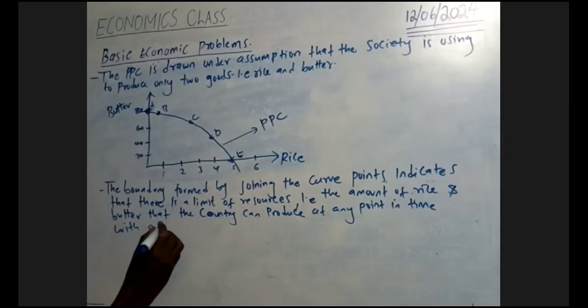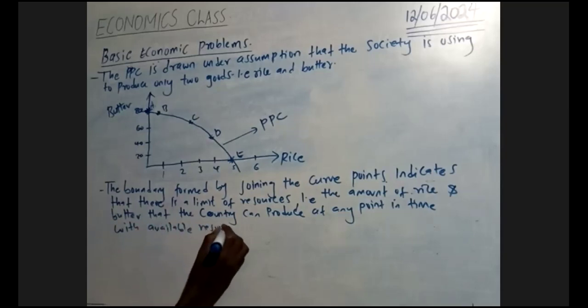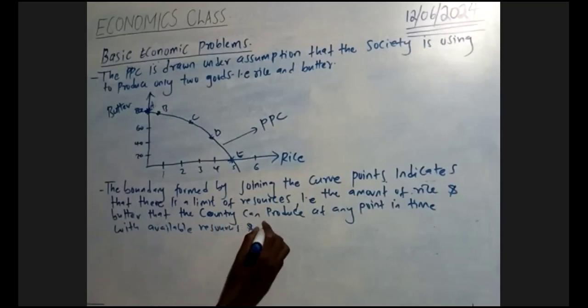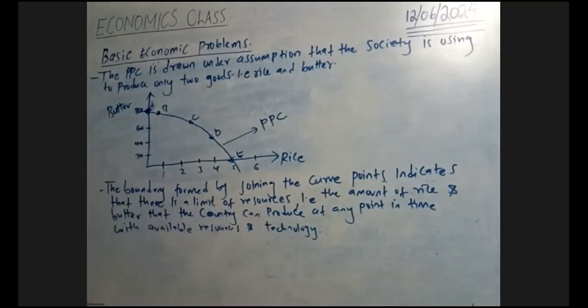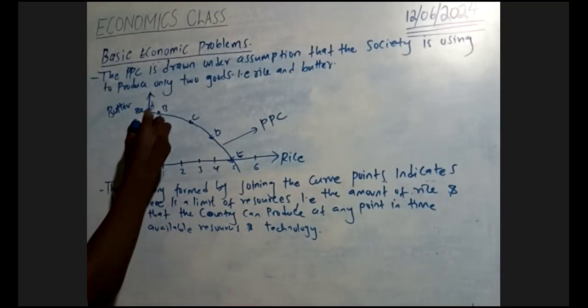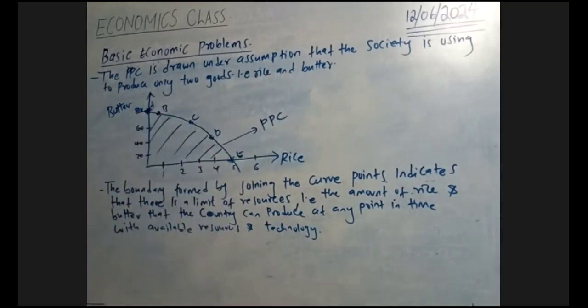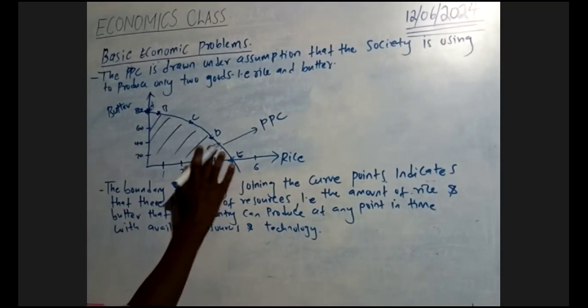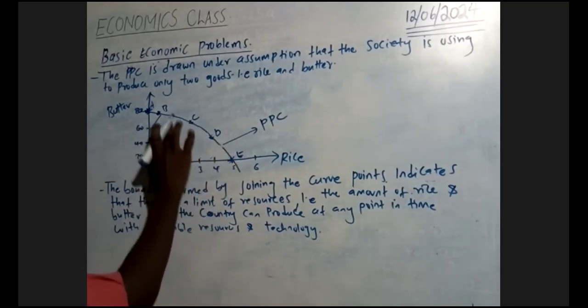Now, which boundary tunaongelea? This is the boundary tunaongelea hapa katikati. So hatuwezi pita. So at any point between A, B, C, D, and E. So let us call it these points, A, B, C, and D. Let us not even call this boundary.